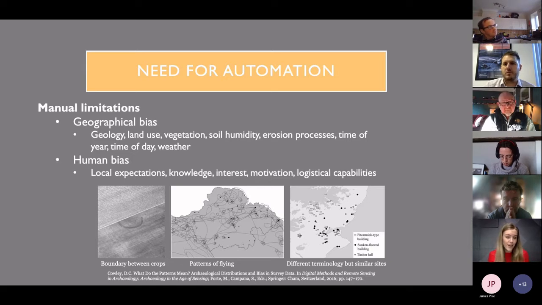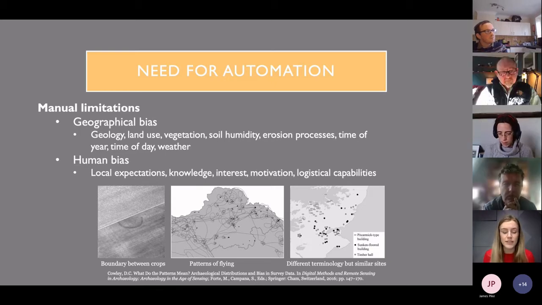So that's one element, but then the other element of bias is the human bias. So how much expertise does the interpreter have, and what is their knowledge, their interests even. Like if you're really interested in Roman archaeology, you're more likely to miss the prehistoric stuff.